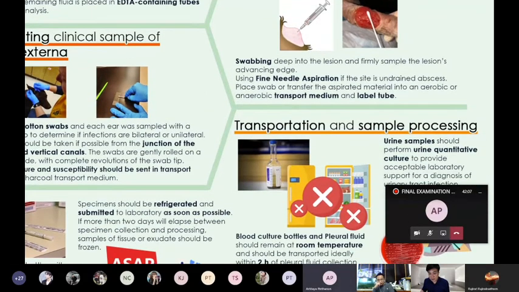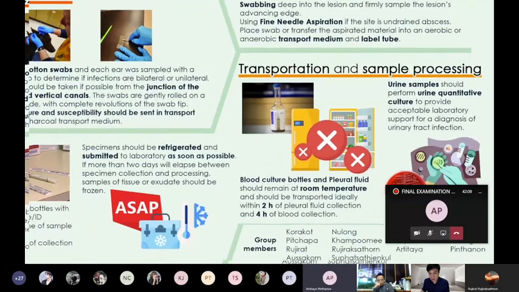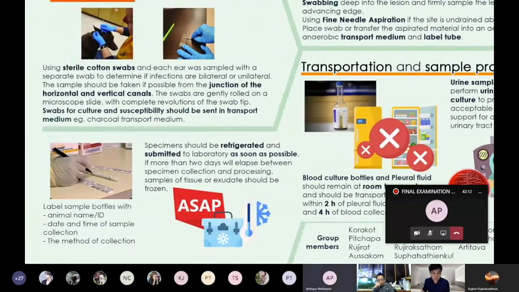Okay, the last topic is transportation and sample processing. We must label the sample bottle with the animal name or ID, label the date and time of sample collection, and label the method of collection in the case of urine collection, such as cystocentesis, voiding, or catheterization. Every specimen should be sent to the laboratory as soon as possible.